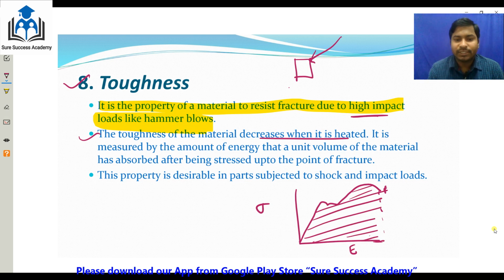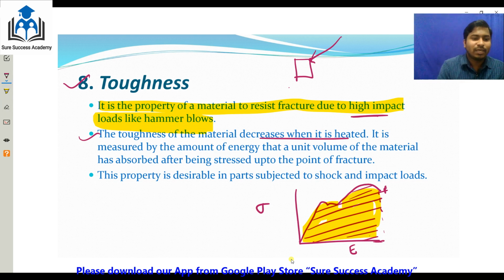It is a property required of a part subject to shock and impact loads. When the material is subjected to shock and impact, at that time the toughness of the material should be high. So that is called the toughness of the metals.